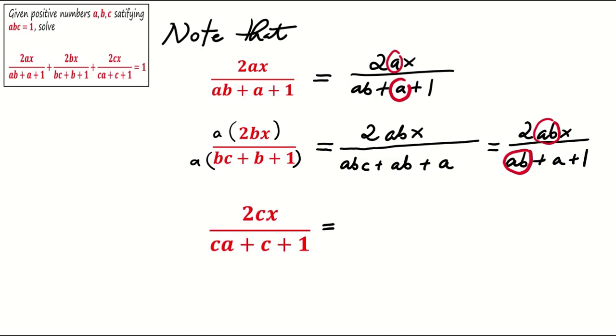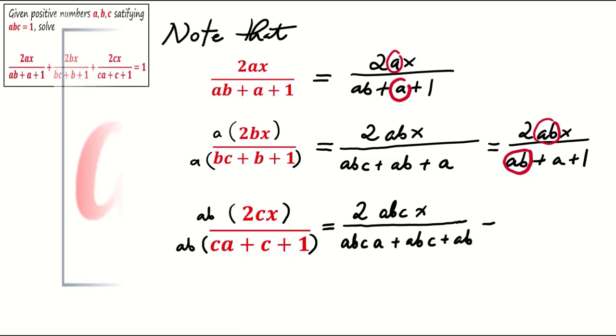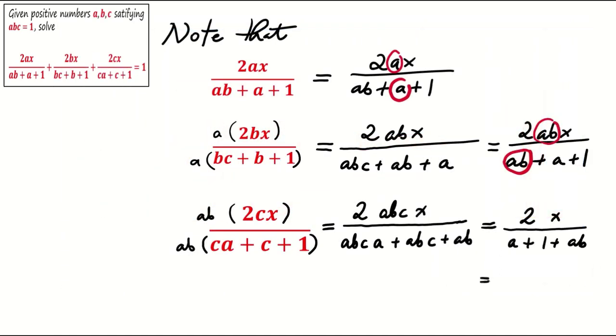Finally, for the third term of the left-hand side, we multiply it by ab over ab. Then we obtain 2abcx over abca + abc + ab. Since abc is 1, we write the terms as follows. Once more, note that there is a common term in both the numerator and denominator.